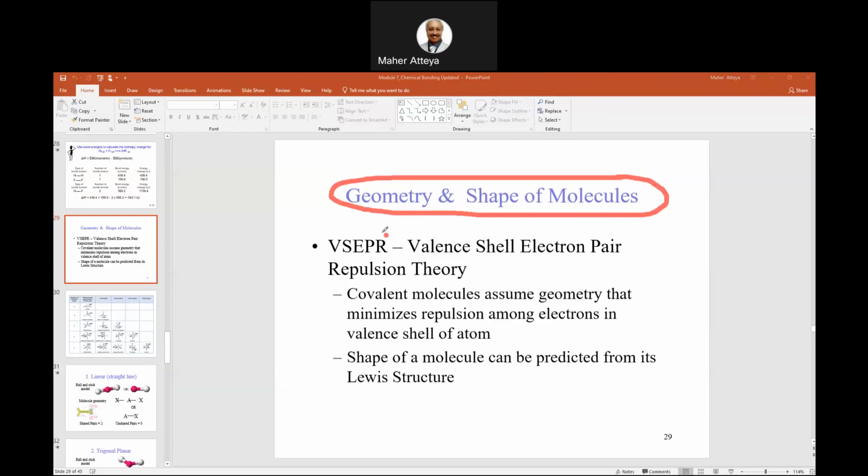So what this means here, this method called the VSEPR method is used to determine the shape of the molecule, based on the least repulsion among the bonds, among the valence electrons. Let me repeat. The VSEPR method is a method by which the shape of the molecule is determined based on the least repulsion among the valence electrons within the molecule.